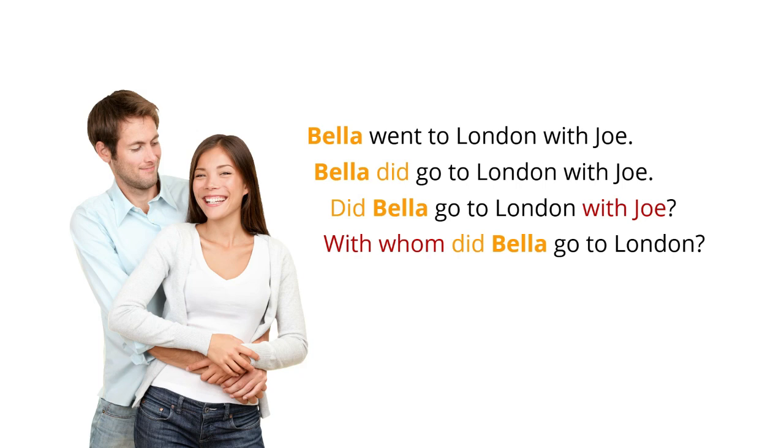Okay, whom is the object version of who. Where we had the subject, who went to London, this is with whom. Whom is the object version. It's not so common in modern English, and this sentence, with whom did Bella go to London, sounds very formal and almost archaic. Very few people speak like this. This is the way most people would say it now. Who did Bella go to London with? And we leave with at the end of the sentence and just use who.